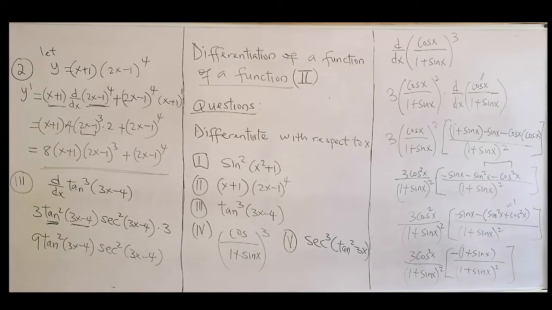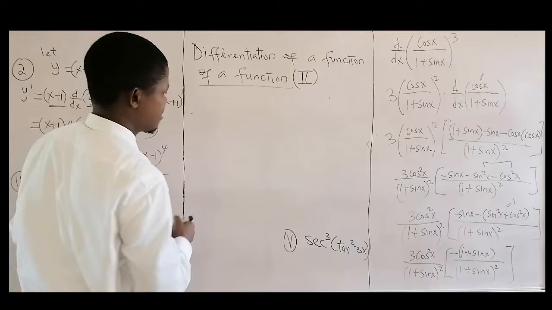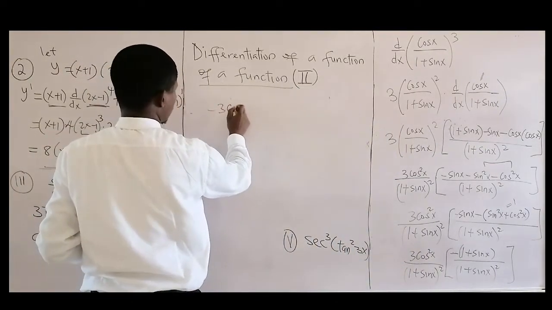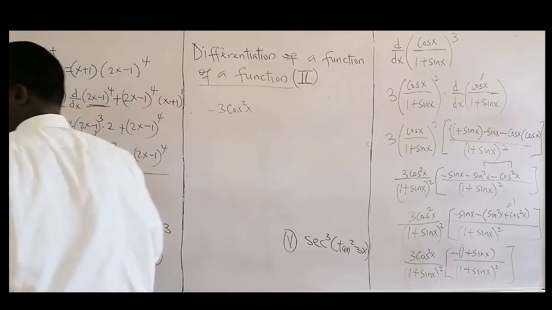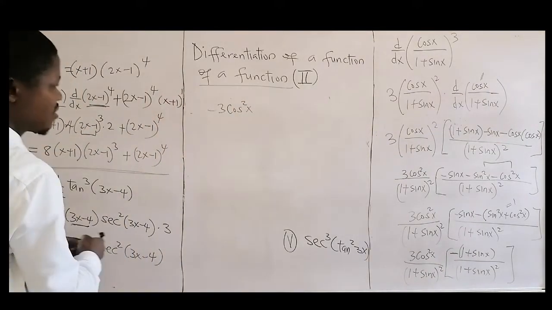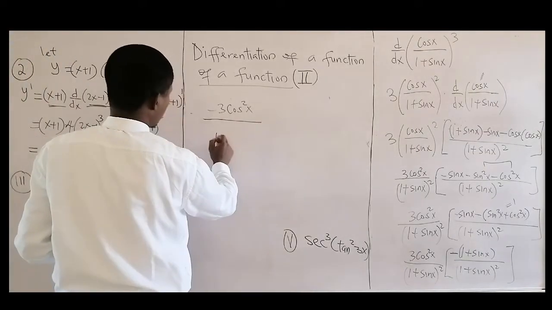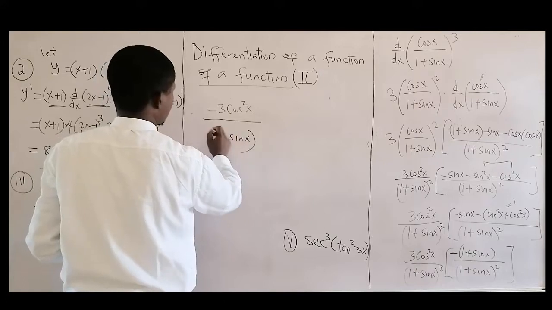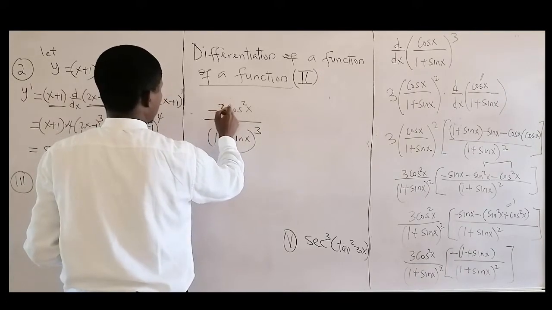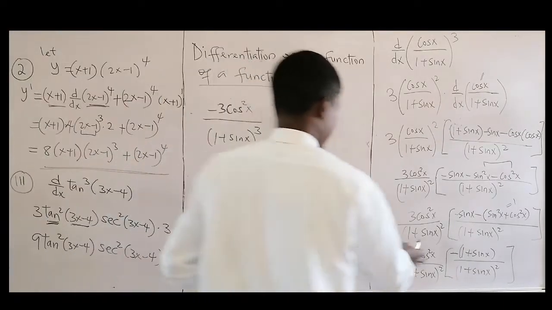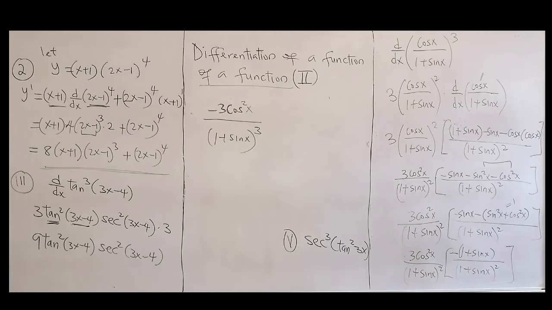So you now have your final answer. You have your final answer as the negative here times 1 here. That's minus 3 cos square x over (1 plus sin x) power 3. So that's the final answer. The negative here times this one. Then we have power 2 here, we have power 1 here, so that will be power 3. So that's the answer to that.